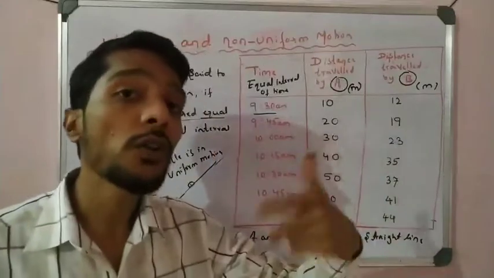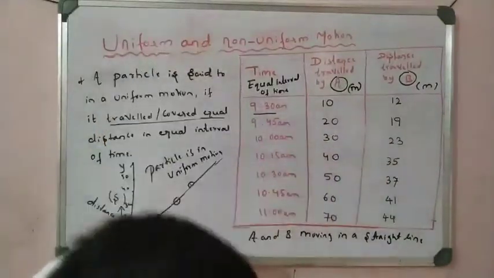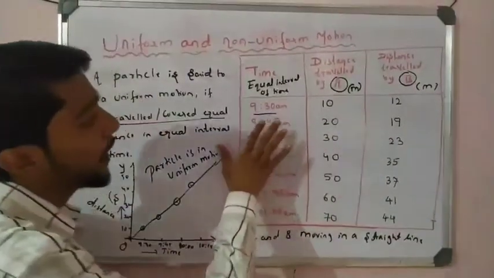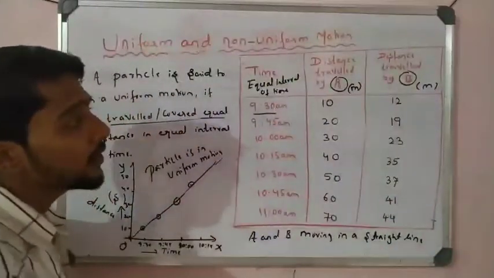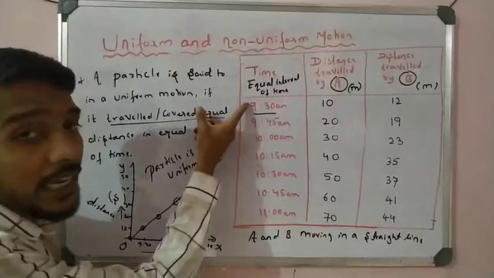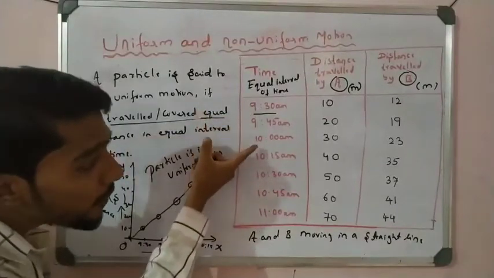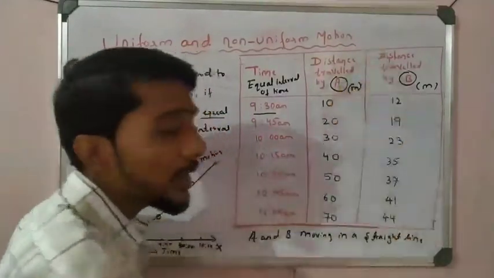Now let's come to non-uniform motion. It is very simple. Neglect particle A, now take particle B. Let us see here, the interval of time is changing. See, 15 minutes, 15 minutes, same, but the distance is what here?